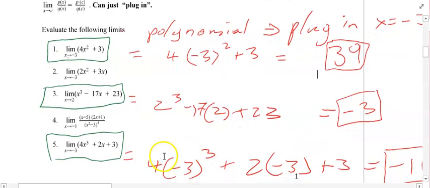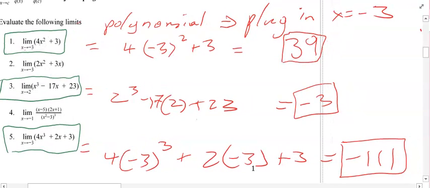Another example, limit as x approaches negative 3 of 4x cubed plus 2x plus 3 is going to be equal to 4 times negative 3 cubed plus 2 times negative 3 plus 3. So we have just plugged in our negative 3 wherever we see x. The answer there is negative 111, and we are done.